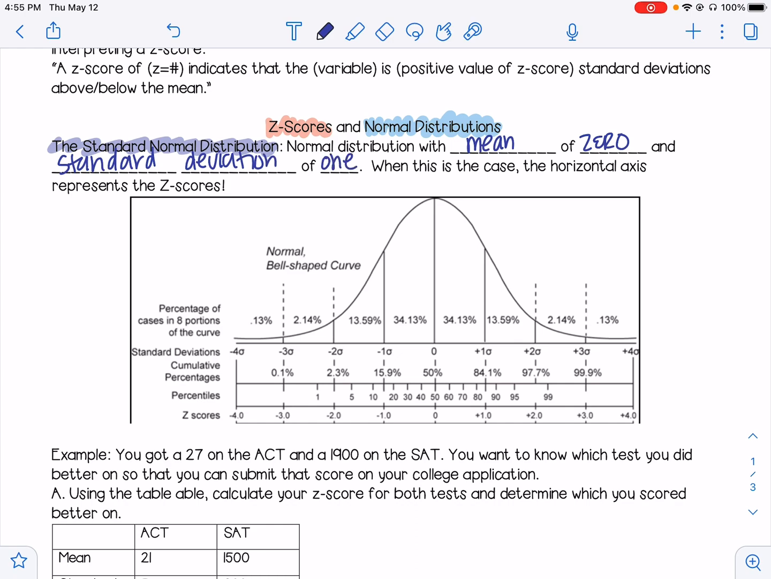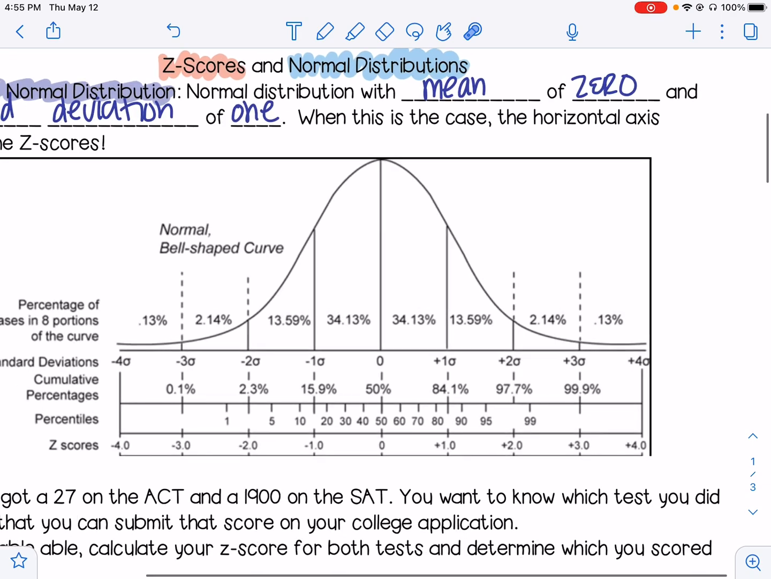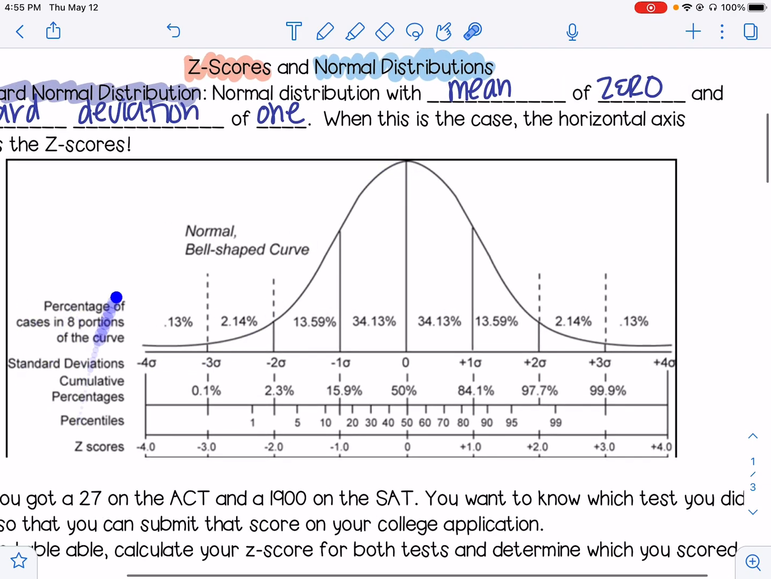When this is the case, that means our horizontal axis down here are the z-scores. So if we look at this, and this has everything we've talked about on it, this is our normal curve. Inside are the percentages for the empirical rule. We know that if our data is truly normal, then the percent of data that falls within one standard deviation on either side is going to be 34 for a total of 68%.